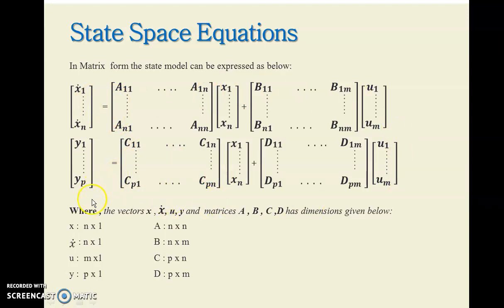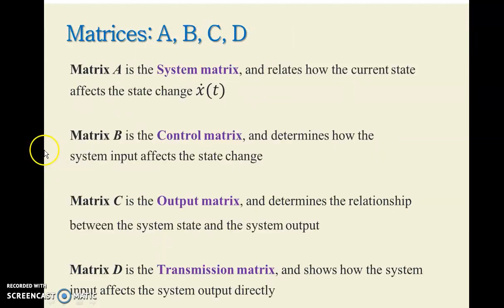One thing we should understand over here is we must know the dimension of all the vectors like x, x dot, u and y, and all the matrices which are A, B, C and D. We'll try to understand the significance of all these matrices also. Matrix A is the system matrix and relates how the current state affects the state change x dot of t. Matrix B is the control matrix and it determines how the system input affects the state change.